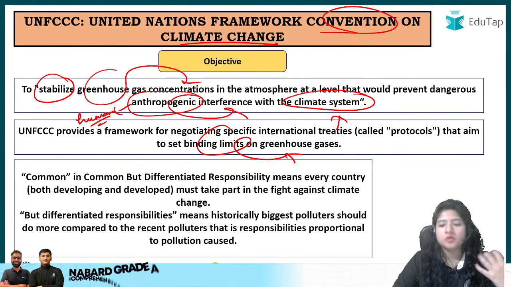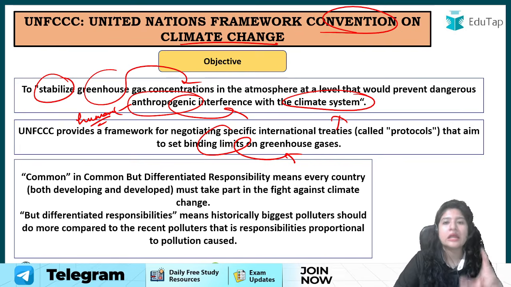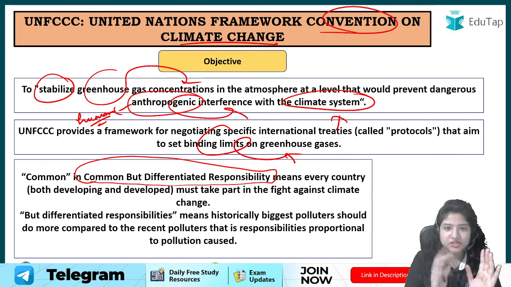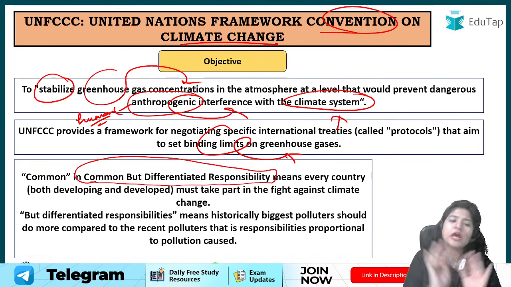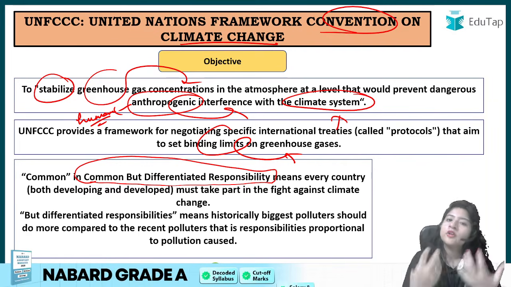We are going to look at what the important protocols were. But before that, there was also one concept that was introduced under this particular convention. It was about common but differentiated responsibility. It meant that all the nations that have signed these conventions will have common responsibilities. That means they would have a common objective only, right?